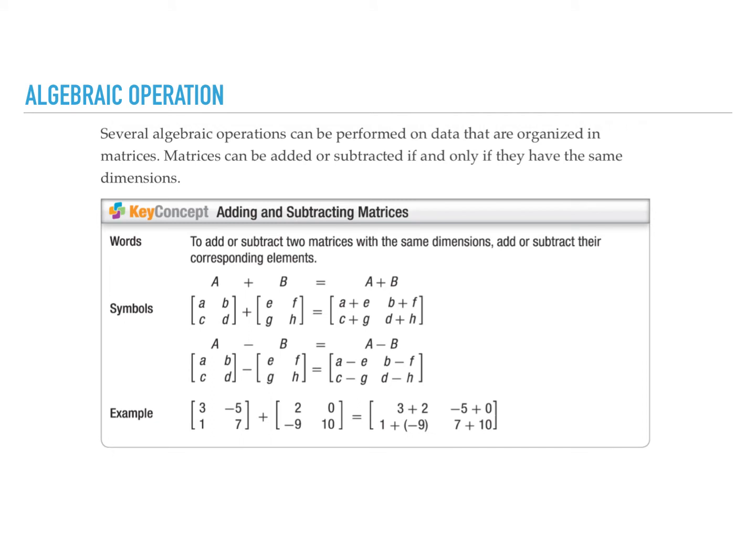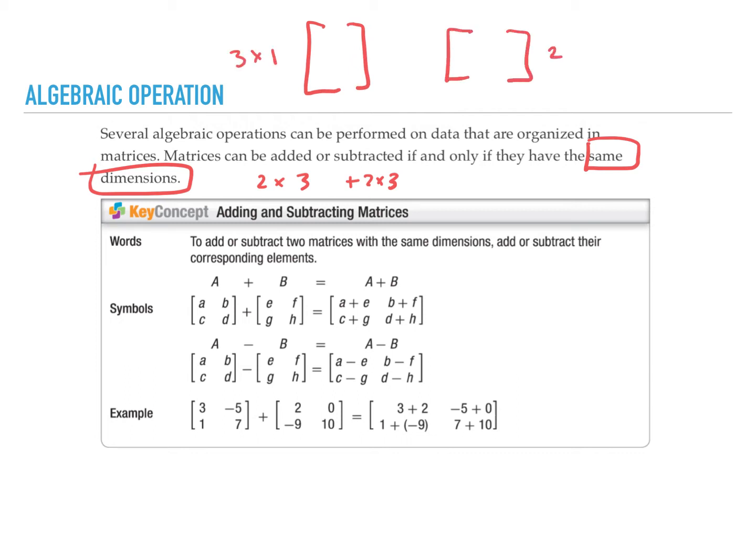So we can perform different operations with matrices. Matrices is just the plural of matrix. Matrices can be added or subtracted if and only if they have the same dimensions. So if you had a 2 by 3 plus a 2 by 3, you could add these. But if you had a matrix that was like a 3 by 1 and a 2 by 2, you would not be able to add these together. So they have to have the same dimensions. Got to be the same size. So you can add them and subtract them.